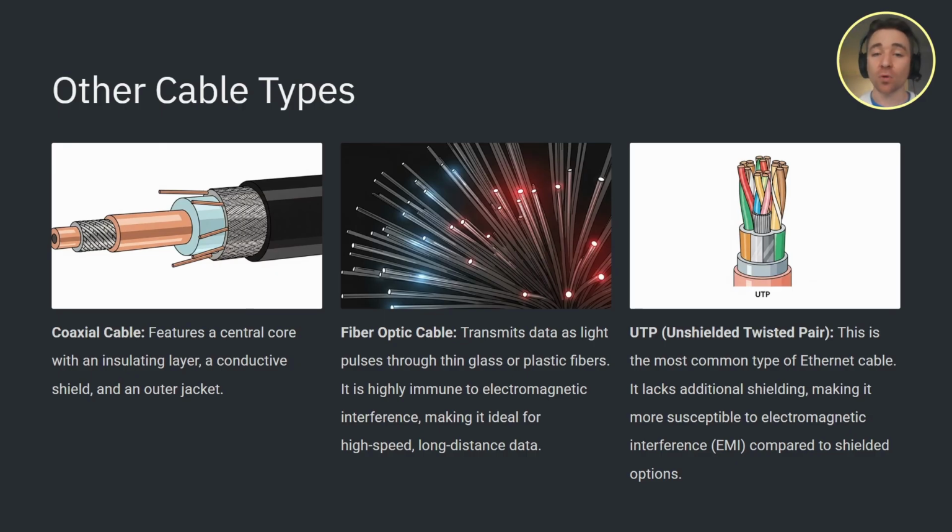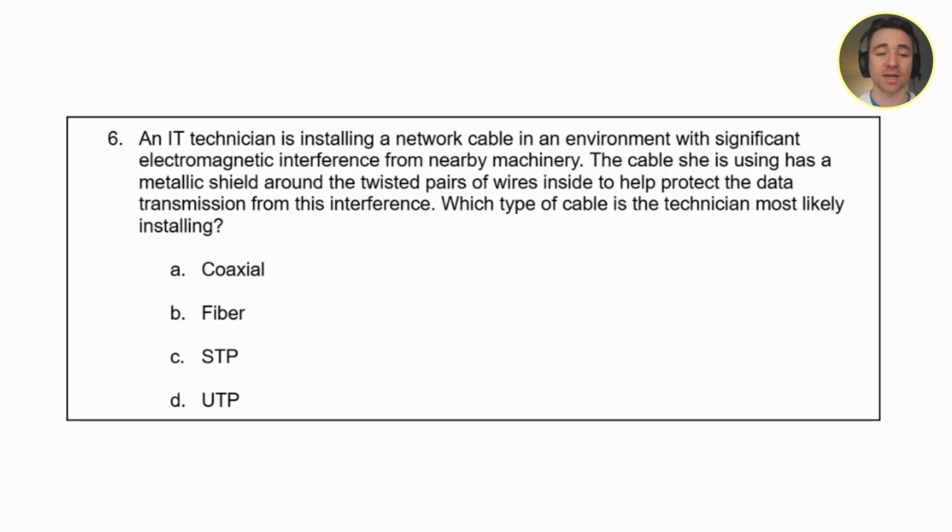Okay, so keep all that in mind. Now let's go back to the question and have a read. The question said, our key giveaway was, the cable she is using has a metallic shield around the twisted pairs of wires. Coaxial cables don't have twisted pairs of wires.